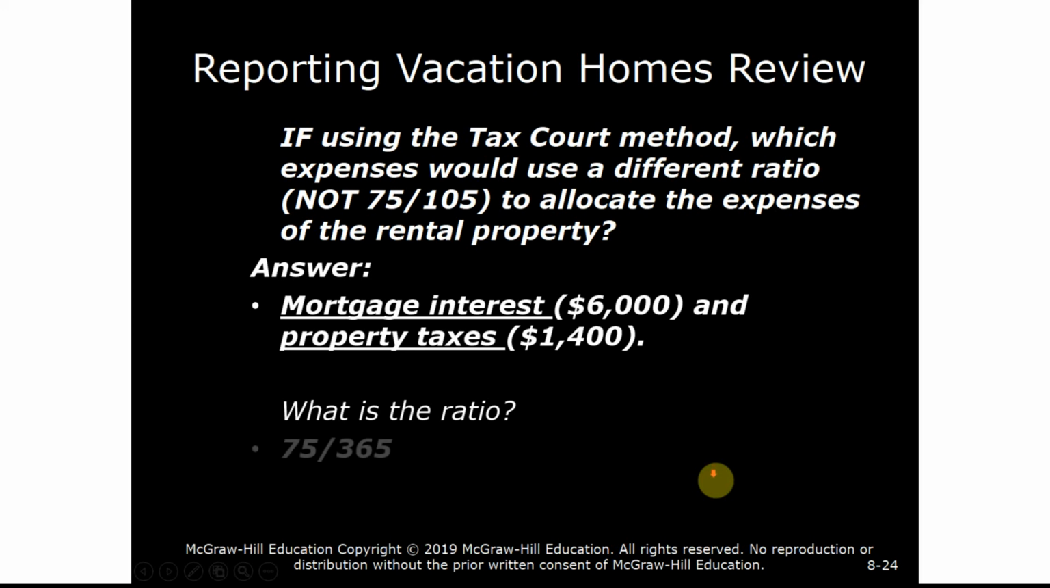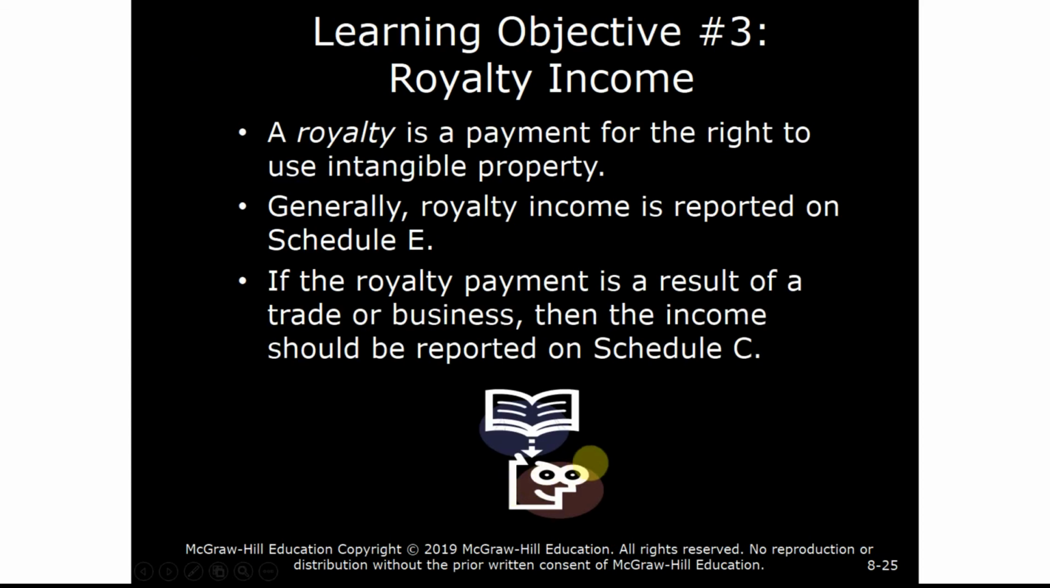The tax court method is different, and it applies, as we said, to property taxes and mortgage interest only. Those expenses would be allocated based on 75 and 365. All right, so that's an overview of a good part of Chapter 8, which is the rental property issue.